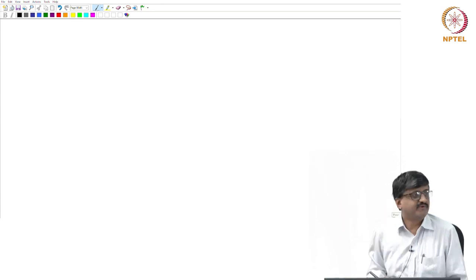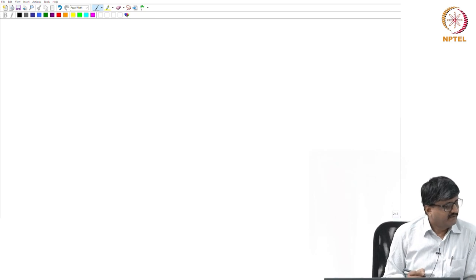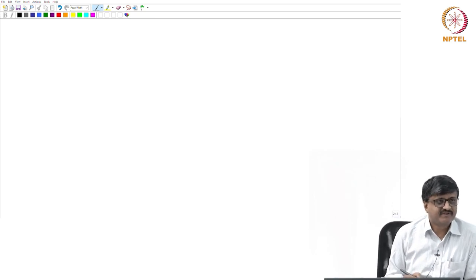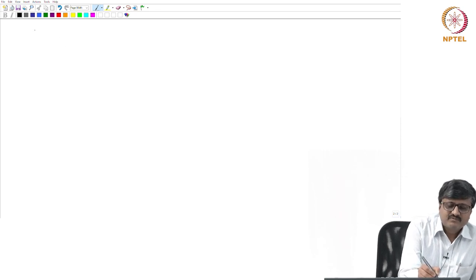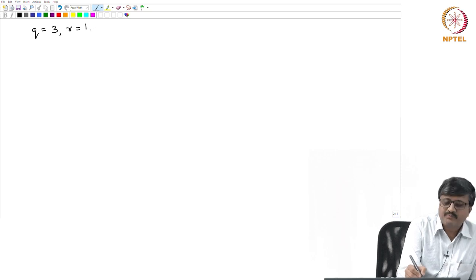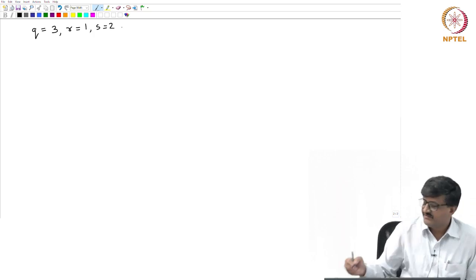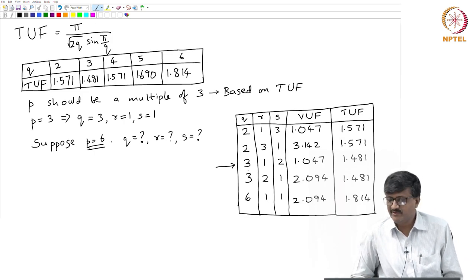So, let me try to draw the circuit. For the sake of simplicity, what I will do is I will draw the voltage source. I will show a voltage source in the circuit diagram, though we know that in practice the voltage is obtained as the EMF across a transformer winding. So, Q is equal to 3, R is equal to 1 and S is equal to 2. So, this is the same as the case that we saw which minimizes VUF and TUF.